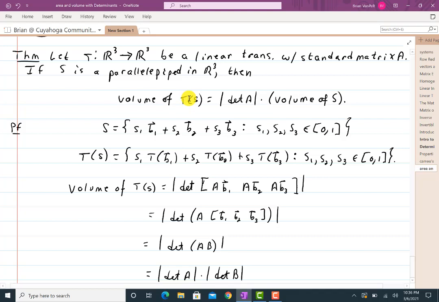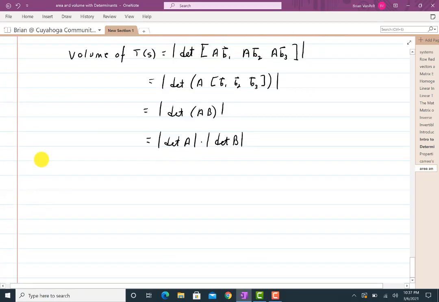The same thing happens with area. As the area of S becomes small, the area of the image becomes small. That means that these linear transformations are continuous functions. Since they're continuous, there's a lot of things they can do.